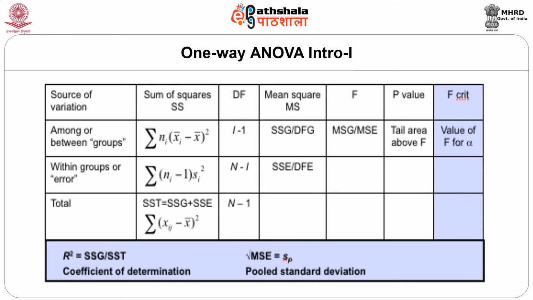Notice that what was yij in the last slides has suddenly turned into xij in this table, because this table has been taken from some other book with a different notation. In the last line, you can see R square equal to SSG by SST, which is called the coefficient of determination, and the square root of MSE is called Sp, which is the pooled standard deviation. So, this is a complete one-way ANOVA table.